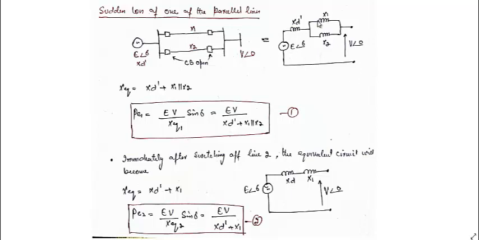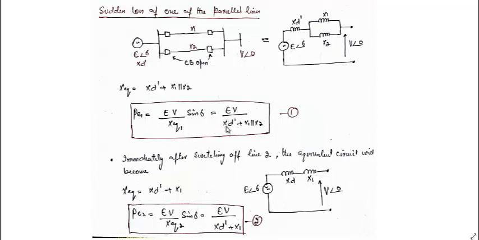So this is the equivalent circuit of this system before the occurrence of the fault. Let us say in this case x equivalent is equal to xd dash plus the parallel combination of x1 and x2, that is x1 parallel x2. Similarly, P will be equal to EV by x equivalent sine of delta. Usually when power transfer happens between two voltages, the maximum power transfer will be the multiplication of the voltages divided by the total impedance seen by the two voltages. That is why I have written it over x equivalent here.